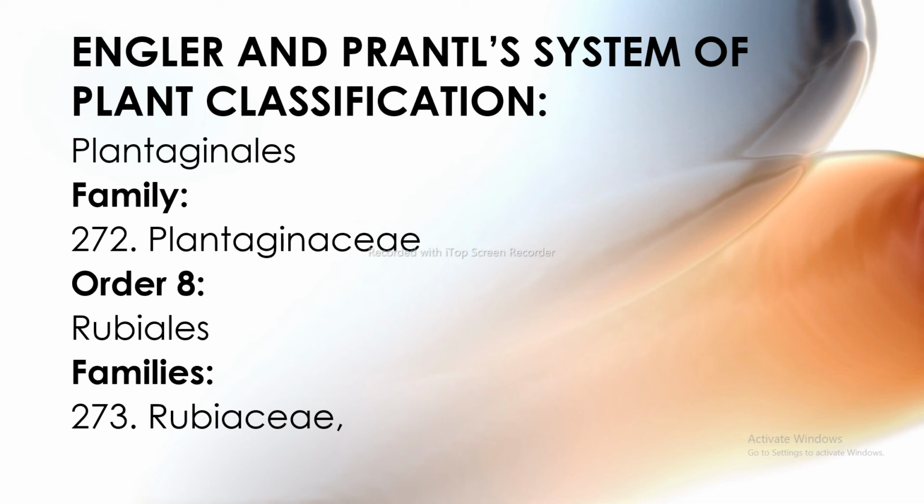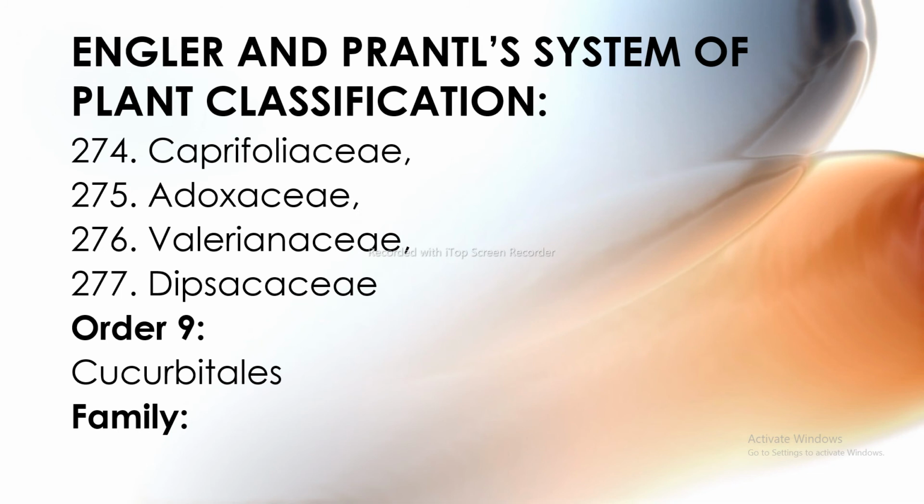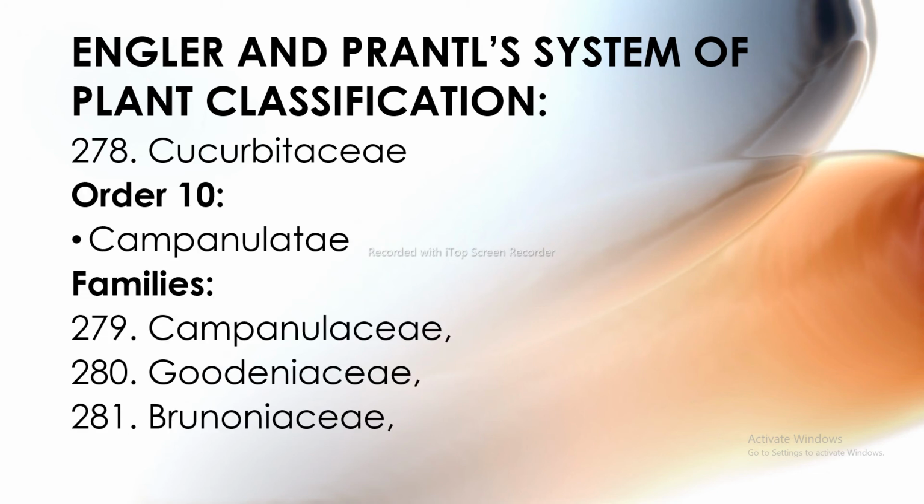Includes the family Plantaginaceae. Order 8 is Rubiales. Includes the family Rubiaceae. Next is Caprifoliaceae, Adoxaceae, Valerianaceae, Dipsacaceae. Order number 9 is the Cucurbitales. Includes the family Cucurbitaceae. Order 10 is Campanulatae.